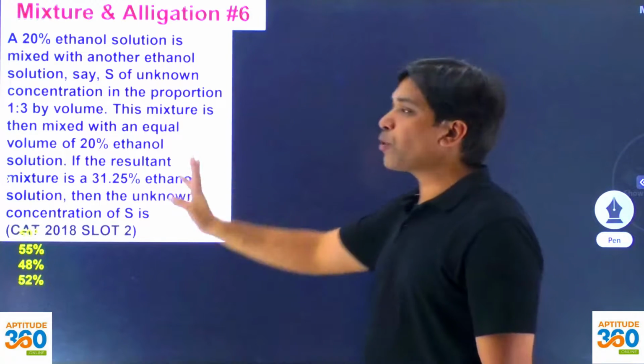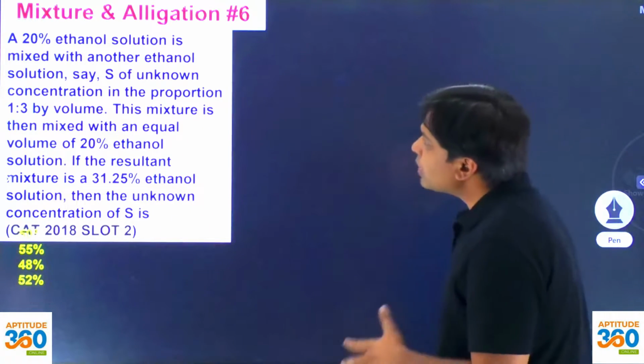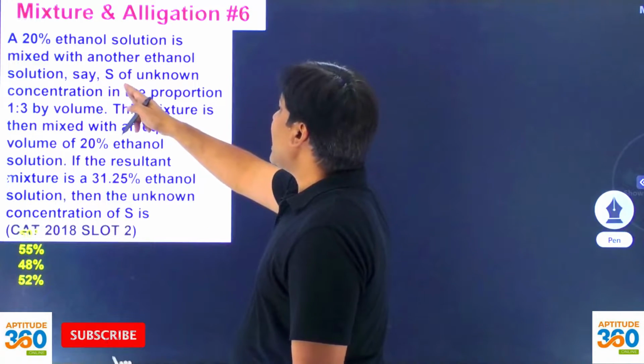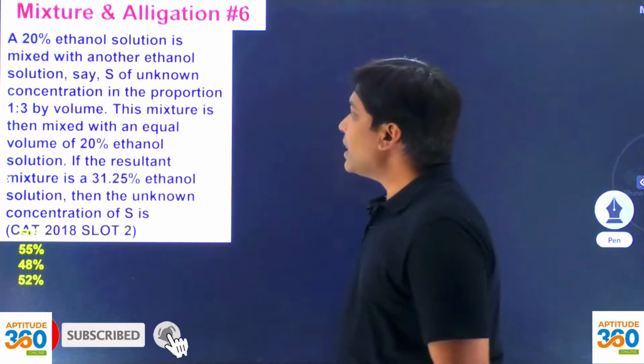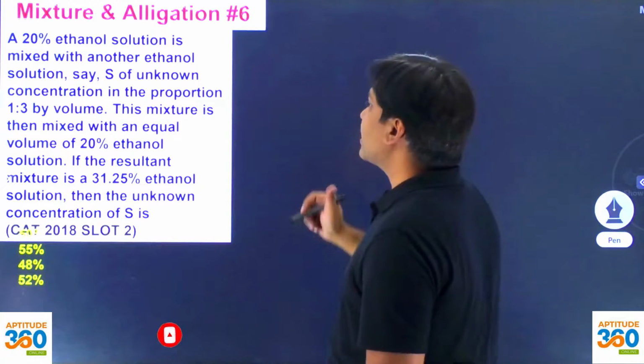जैसे, this is the problem that we were talking about. It says that the 20% ethanol solution is mixed with another ethanol solution, say S of unknown concentration, in the proportion of 1:3 by volume. There are two solutions that we are talking about.